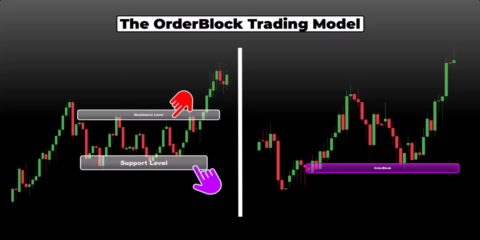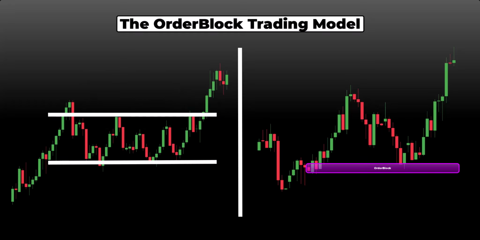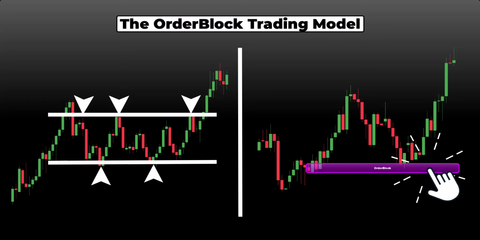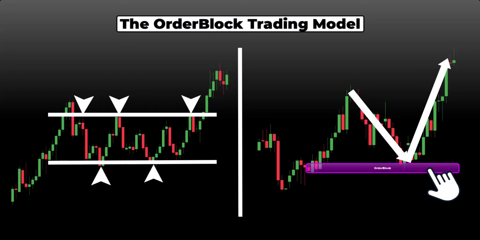Second, support and resistance are drawn as thin lines or narrow zones, while order blocks are broader, representing clusters of institutional activity. Third, support and resistance can be respected repeatedly, but order blocks are more like one-time opportunities. Once price revisits and reacts, they often lose power because the original orders have been filled.